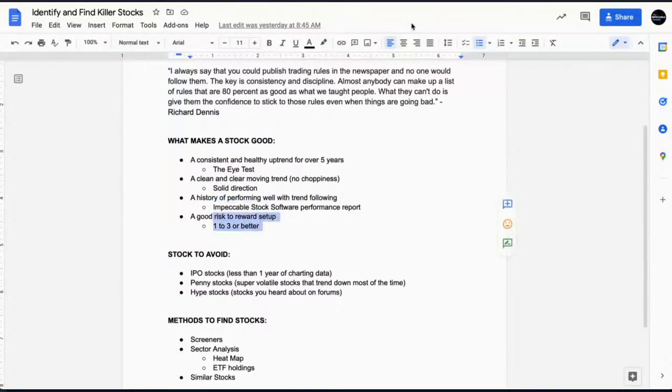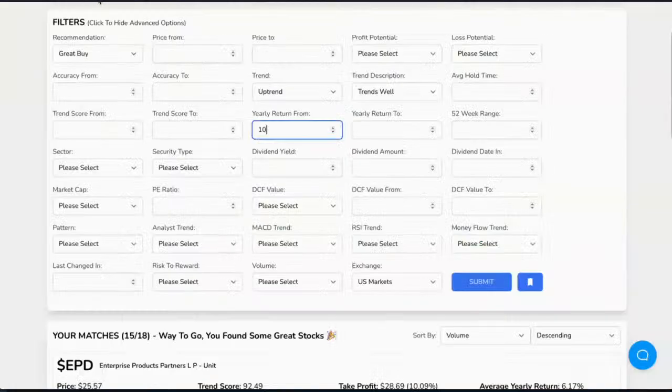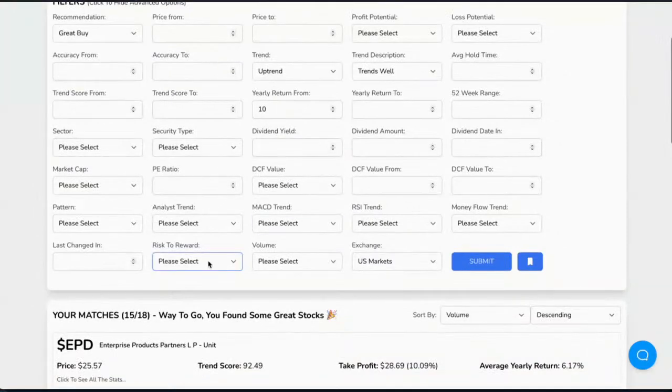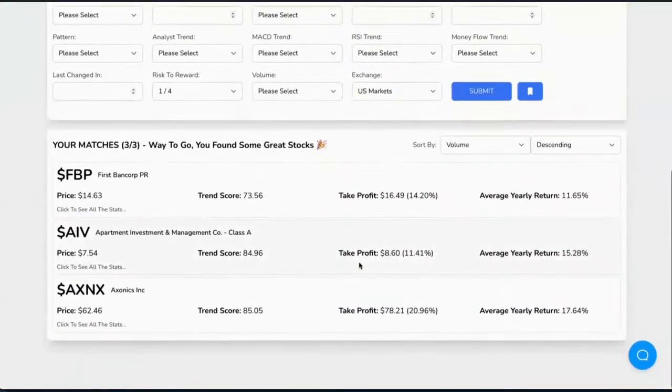Next is a good risk to reward setup, a 1 to 3 risk to reward setup or better. So again, we come over here, risk to reward right here. Let's go 1 to 2. We could go 1 to 4. We like 1 to 4. Let's see how many stocks we get. We got 3 stocks. Here we go.